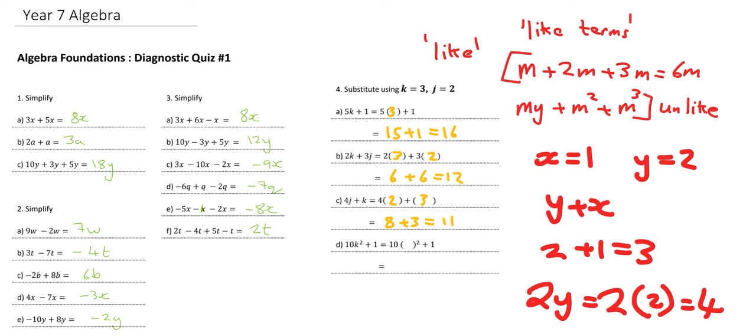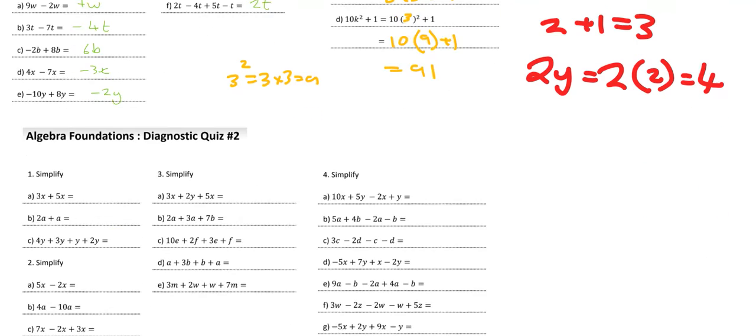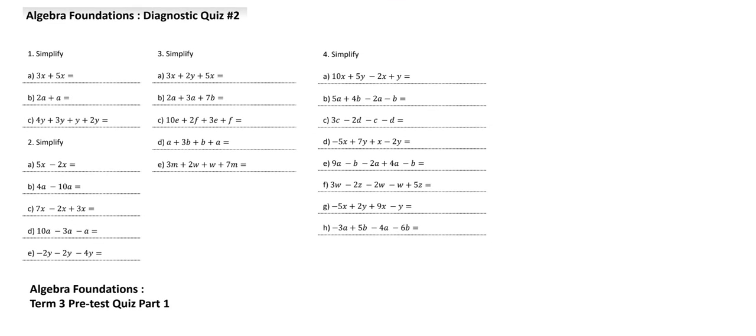Here we have k squared. We know that k is 3. So we've got 10. 3 squared is the same as 3 times 3, which is equal to 9. Plus 1, that gives us 10. Okay, so let's have a look at the next slide. Pause the video and do as many as you can, and then I will go over the solutions.